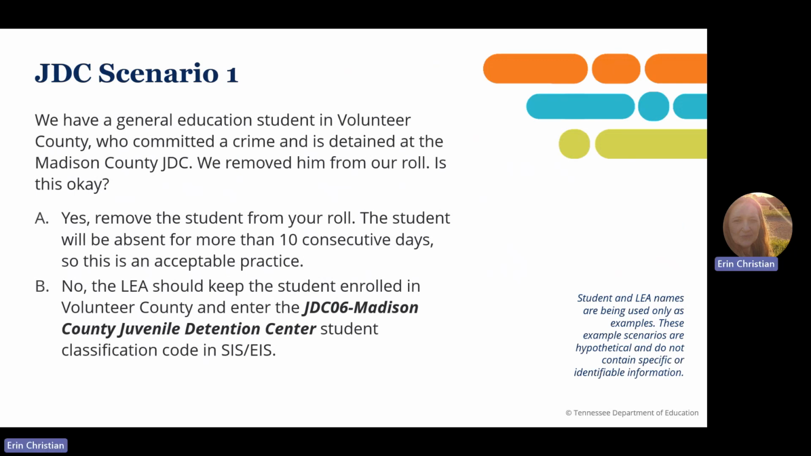JDC Scenario 1. We have a general education student in Volunteer County who committed a crime and is detained at the Madison County JDC. We removed him from our roll. Is this okay? A. Yes, remove the student from your roll. The student will be absent for more than 10 consecutive days, so this is an acceptable practice. Or B. No, this LEA should keep the student enrolled in Volunteer County and enter the JDC 06 Madison County Juvenile Detention Center student classification code in SIS-EIS.